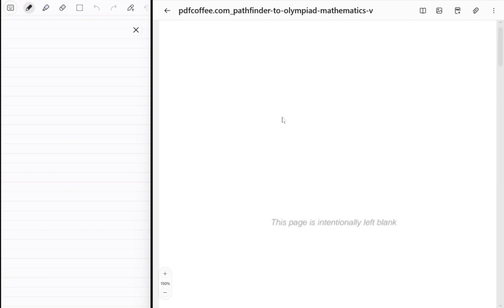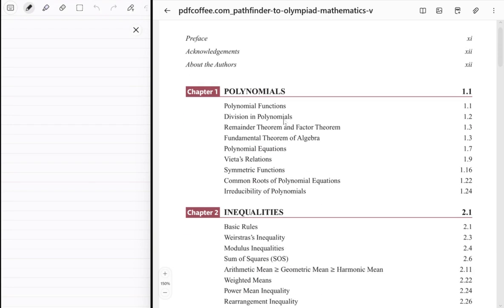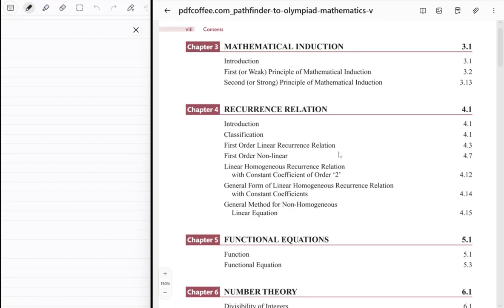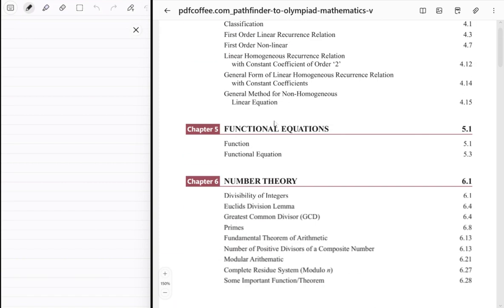Answer key is appendix. Okay, whatever. So in polynomials, we have polynomial functions, division, remainder theorem and factor theorem, fundamental theorem of algebra, polynomial equations, right? All these things that are usually introduced. No big deal. And what's this last thing? Irreducibility of polynomials. That's new. I don't know what that is. Well, we'll see. Mathematical induction, whatever.